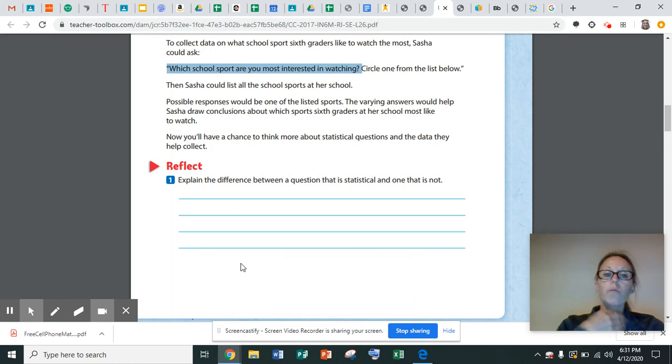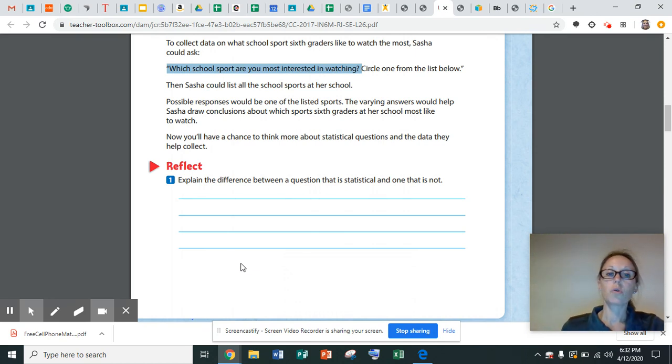Okay, so that's the answer to that question, and now I'm just going to review a little bit. One way we can find out more about something is to ask the same statistical question to a group of people and use the answers to make a prediction or draw a conclusion about a larger group to which those people belong. A variety of answers, called variability, is the difference between statistical and non-statistical questions. I'm going to repeat that again: a variety of answers, which is called variability, is the difference between statistical and non-statistical questions.